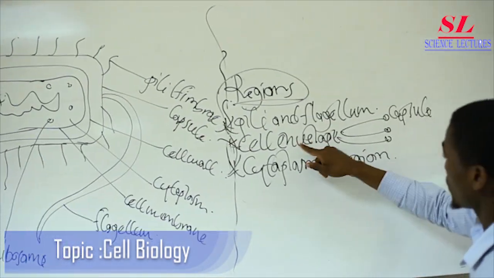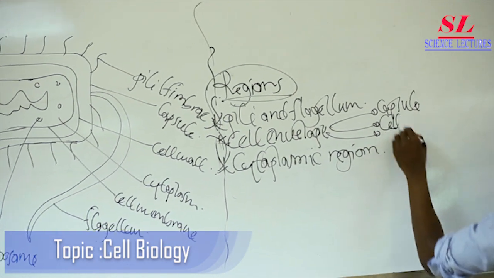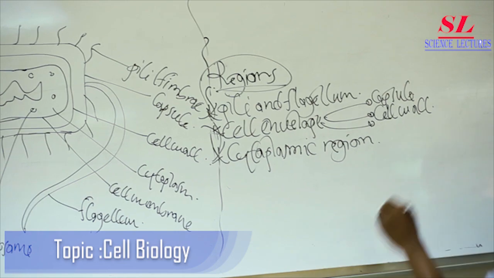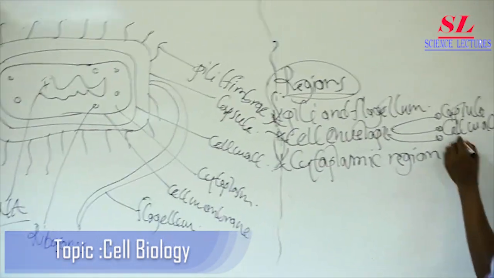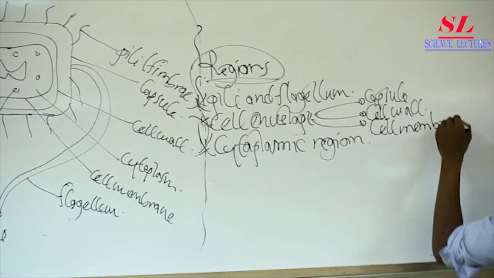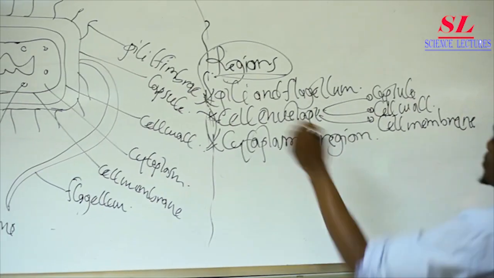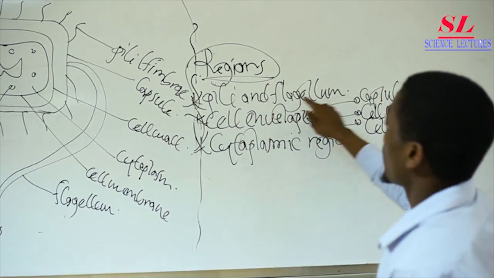The envelope also has the cell wall, which is the next layer. Then finally, we have the cell membrane. These three comprise the cell envelope. So those are the basic regions.